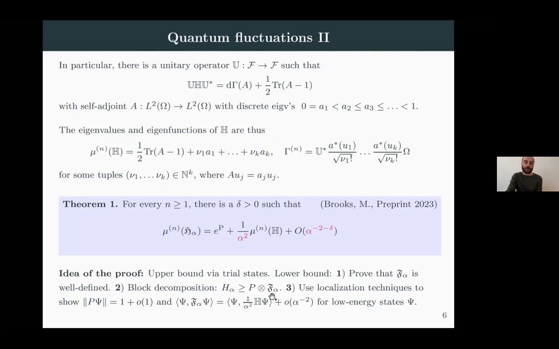And to study the spectrum of the Feshbach-Schur complement, we then use so-called Fock space localization techniques, in particular to compare it with this explicit quadratic operator and to show that the remainder is of subleading order when we evaluate it in suitable low energy states.